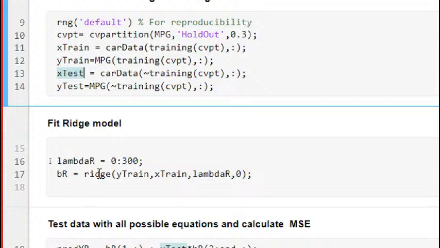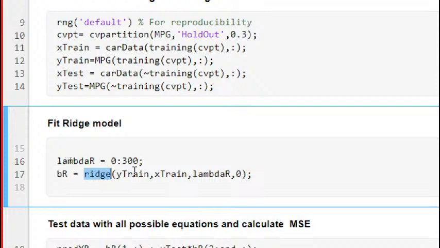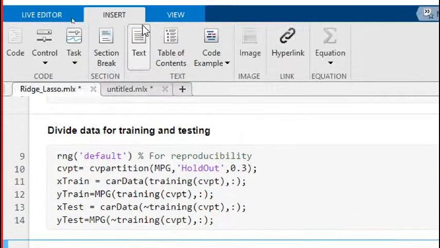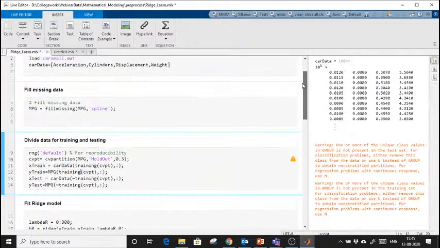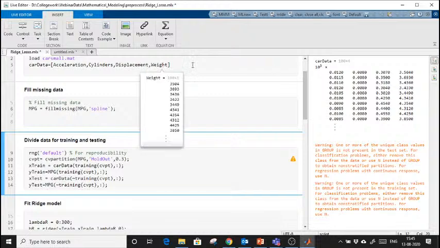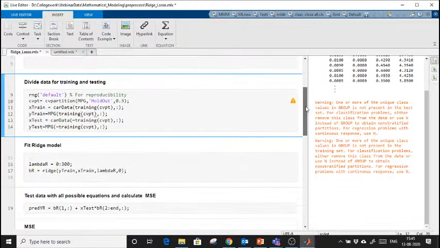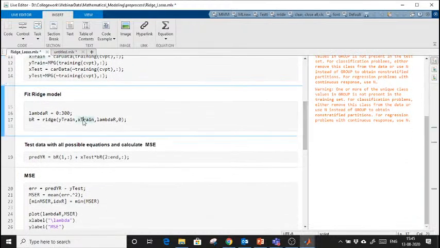I am going to use this Ridge inbuilt function. This is my input. What are the inputs? Let me show you again what the inputs are in our case: acceleration, cylinders, displacement and weight. Okay, four inputs we have as x train, and y train is mileage.